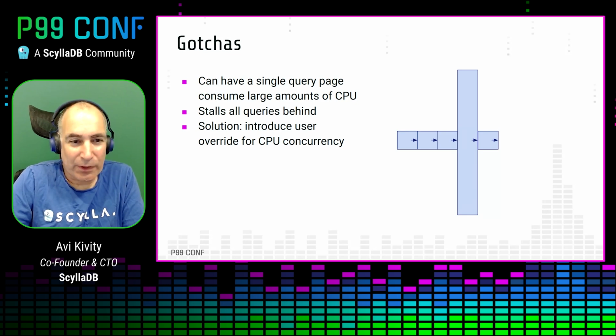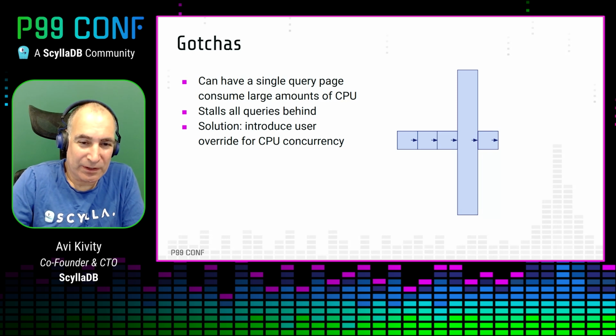So the solution to that was just to chicken out and introduce an override that allows us to increase the CPU concurrency back. And it's rare. It's rare that we have to use it, but of course, when it does happen, it's for an important customer. We should have thought of it earlier, but of course, we only discovered it in the field.